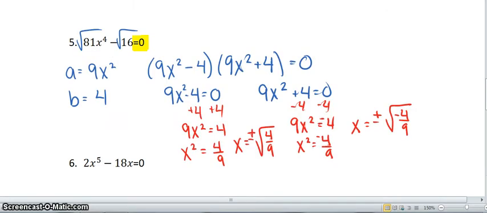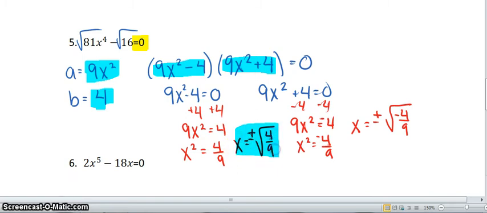Okay, so you should have used that difference of squares shortcut to figure out that your a value is 9x squared and your b value is 4. So you just make one difference and one sum, and the product is going to equal 0. Now, if we're solving, you need to set both parts equal to 0, which is what I did here in the blue and red. And your final answers are x equals plus or minus the square root of 4 over 9, and x equals plus or minus the square root of negative 4 over 9.